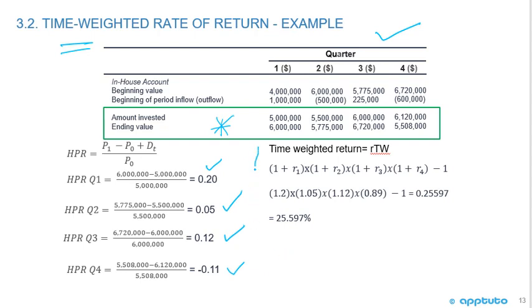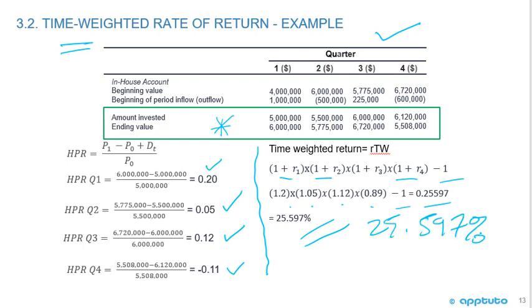So recall, how do we do the time-weighted rate of return when we have 4 quarters? Then what we do is we compound the returns. So it's 1 plus return 1 times 1 plus return 2 times 1 plus return 3 times 1 plus return 4 minus 1. So 1.2 times 1.05 times 1.12 times 0.89 minus 1. And that gives us a time-weighted rate of return of 25.597%.